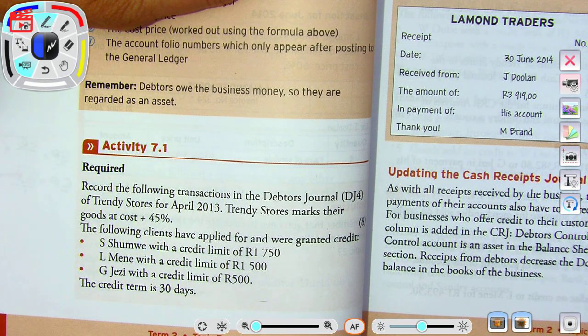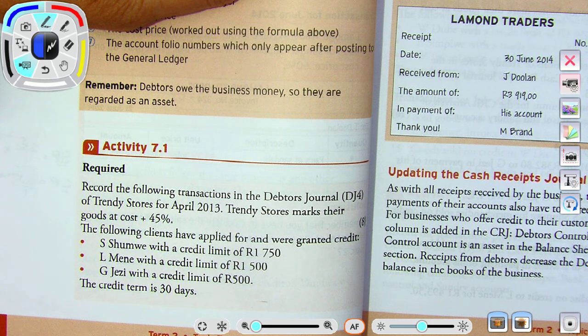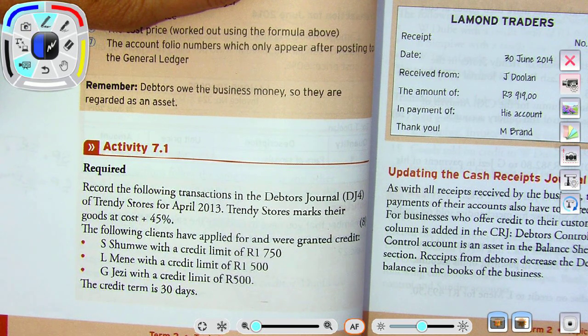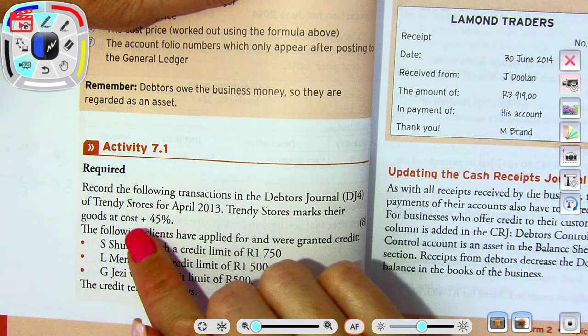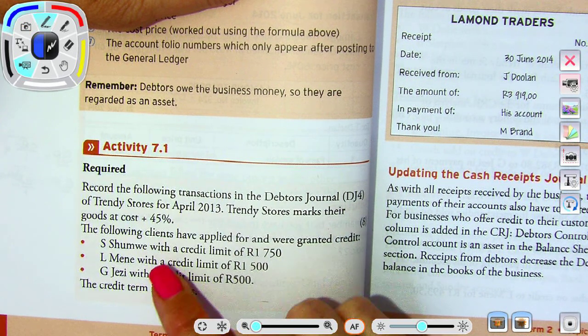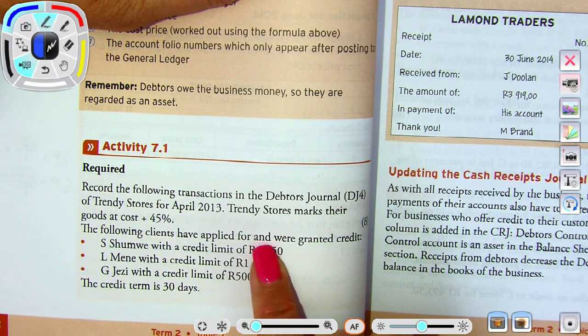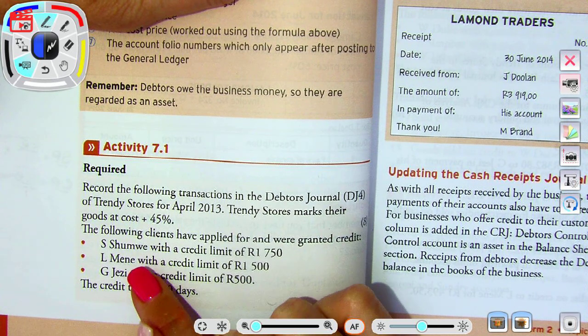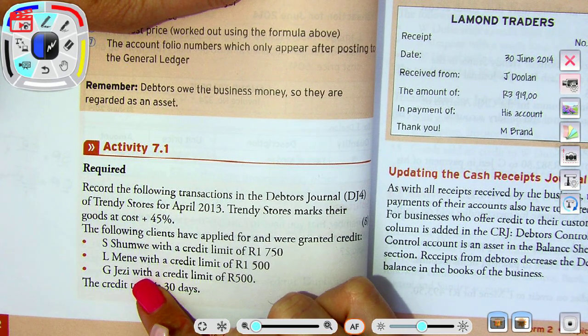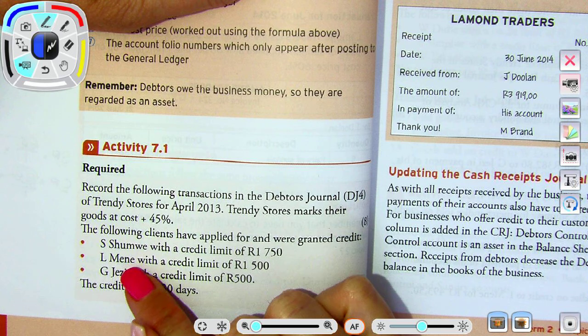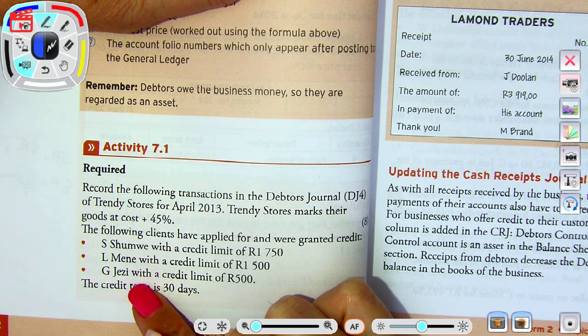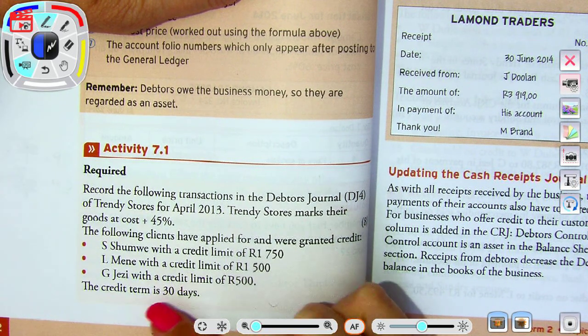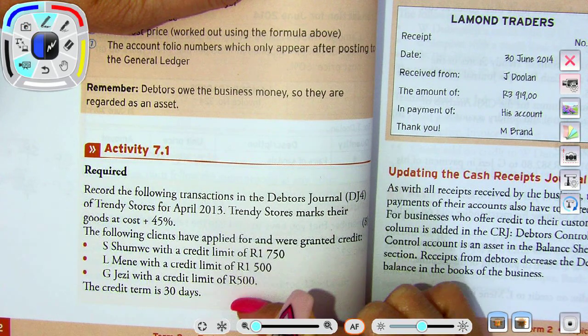Trendy Stores marks their goods at cost plus 45%. So in other words, my markup percentage is 45%. The following clients have applied for and were granted credit. So these people are my debtors. S. Shumwe, Almane, and G. Jezi. The credit term is 30 days. So in other words, they have 30 days, 1 month, to pay this amount.